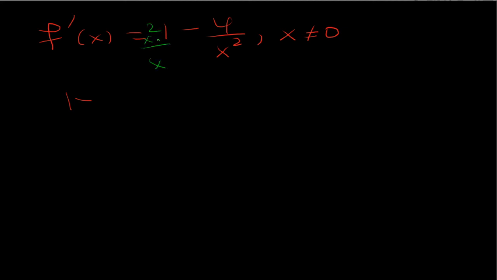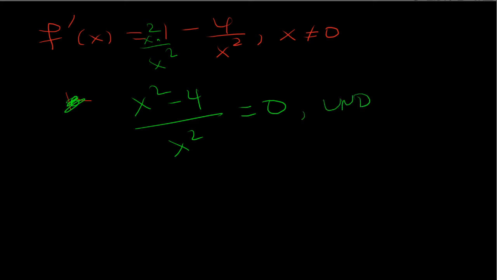Last problem. F prime of x is 1 minus 4 over x squared, and here x cannot equal 0. A lot of students here would just set 1 minus 4 over x squared equal to 0 and call it a day. But there's actually a really nice way to deal with this problem. We're going to get a common denominator. We multiply by x squared over x squared, so we get (x squared minus 4) over x squared. Then we set this equal to 0, and also look at when it's undefined.